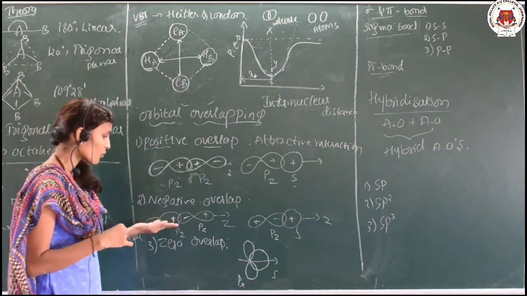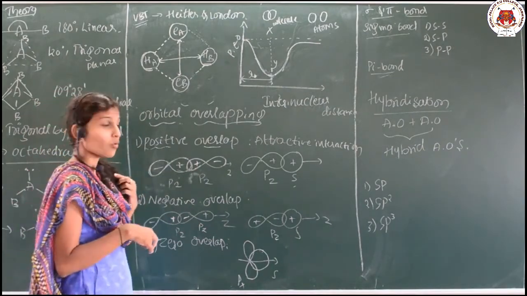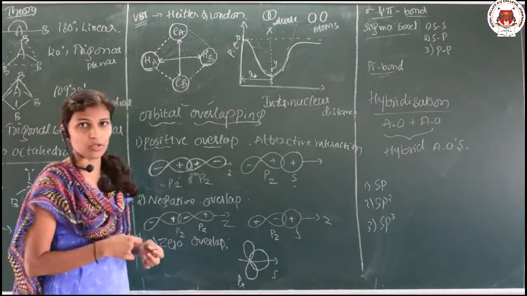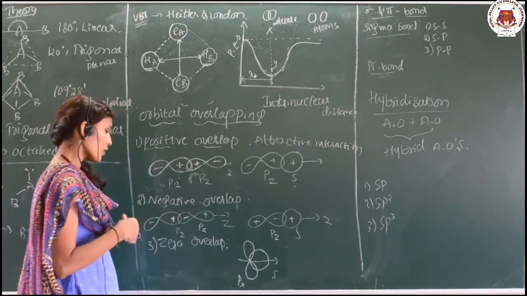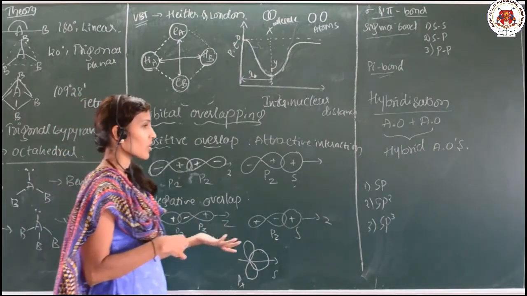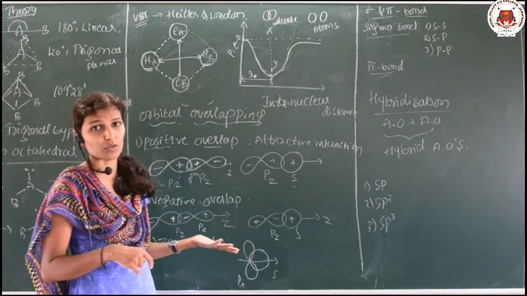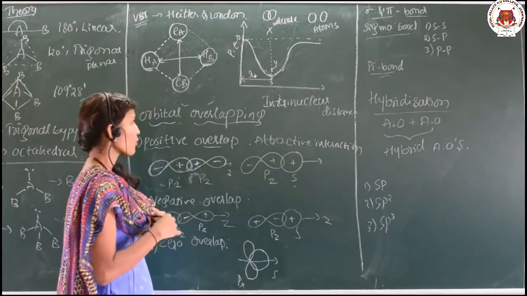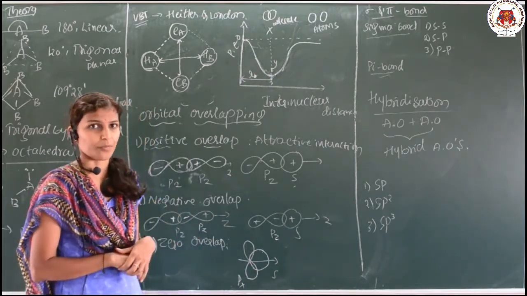If the orbital lobes which have the opposite sign merge, then a negative type of overlapping occurs. In case of zero overlapping, no symmetry occurs and no interaction takes place. So, this is how we can explain the orbital overlapping concept.